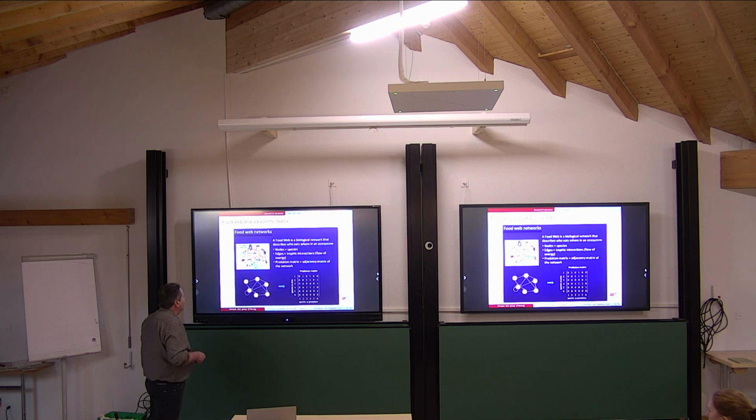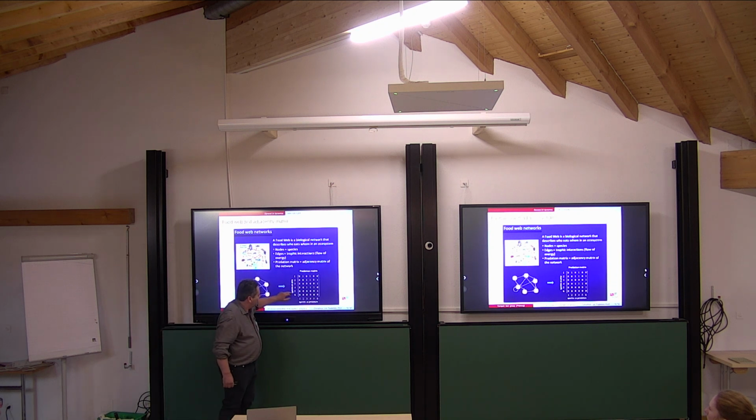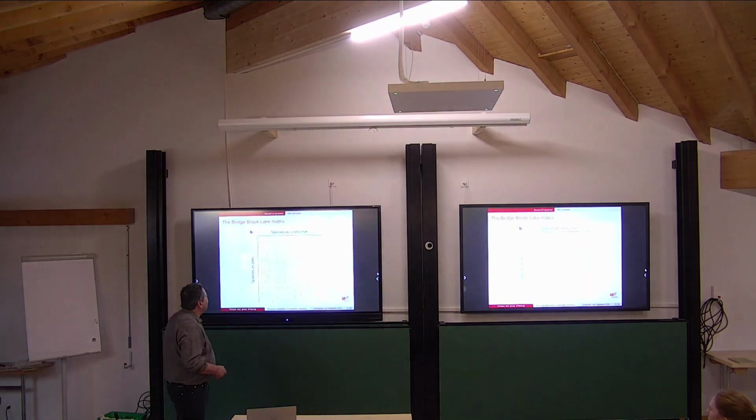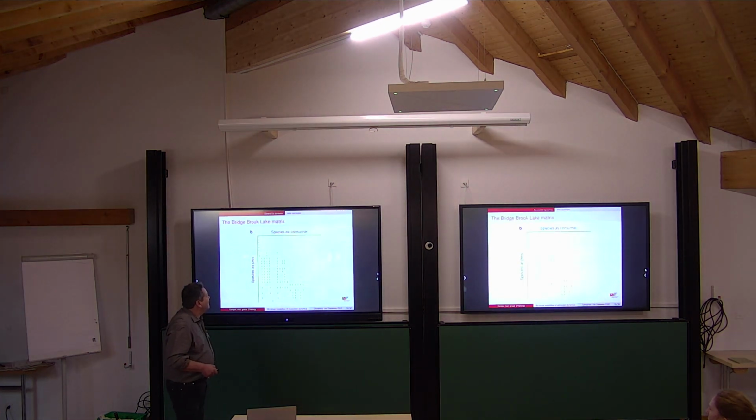And here is an example. So we have a food web, and given this directed graph, we can associate the adjacency matrix. But in ecology, usually you see species as predator and species as prey, and you just put one when a predator eats some prey. This is convention, okay? So this is a real example from the Bridge-Brook Lake matrix, an experimental web.